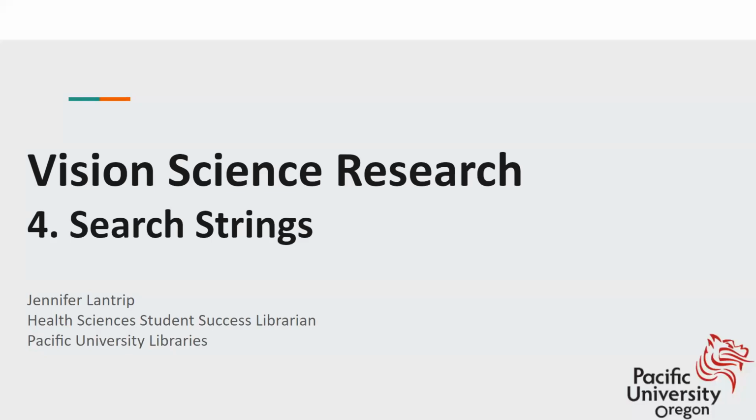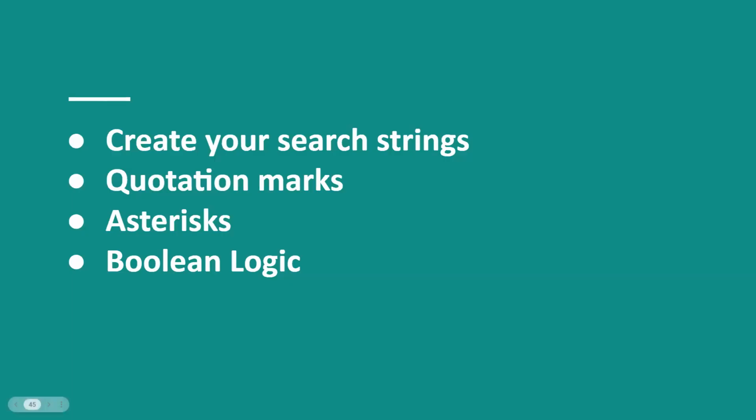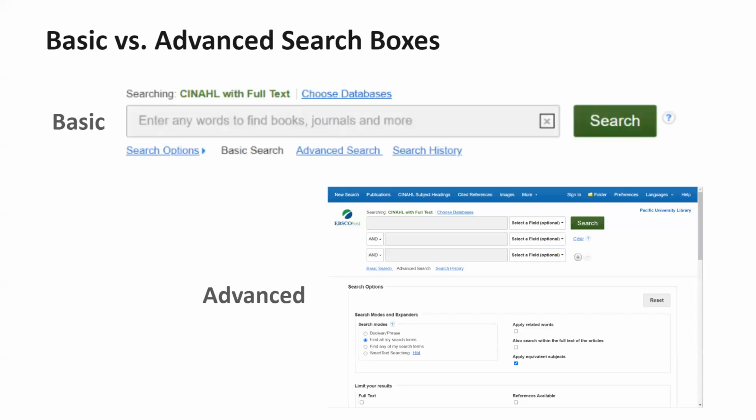Welcome to our fourth video for vision science research. In this video, we'll learn how to use keywords and subject terms to create search strings using Boolean logic, quotation marks, and asterisks when appropriate. The strategies we'll cover in this video can be used in nearly every database. So while interfaces vary between databases, you can use these same general strategies in all of them.